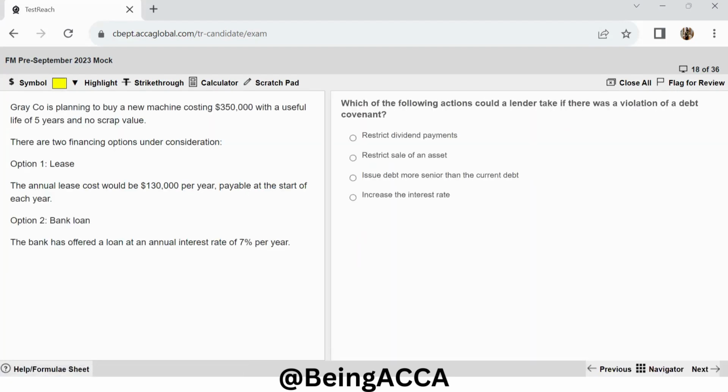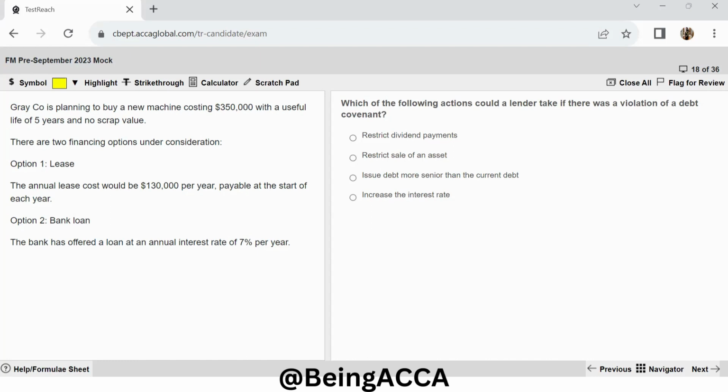Moving on to the third question under this OT case, which of the following actions could a lender take if there was a violation of a debt covenant? So what are debt covenants in the first place? Debt covenants are nothing but obligations or restrictions that the person who has lent you money will put on you, so that he or she can get more assurance that you will be making his or her payments on time. So these restrictions can range from restrictions on dividend payments.